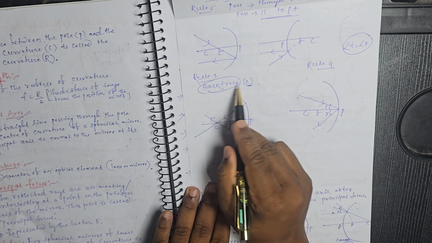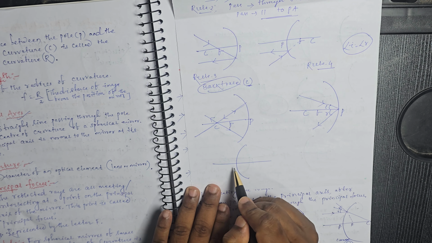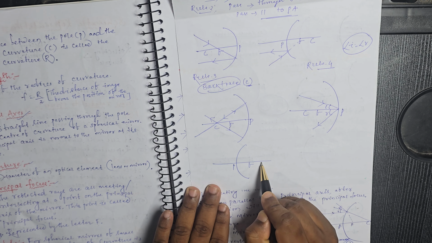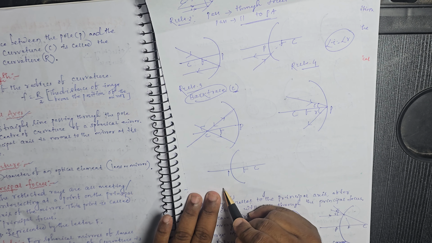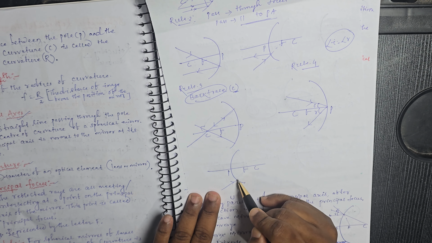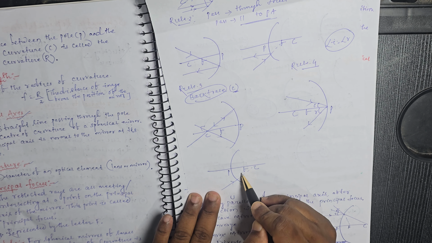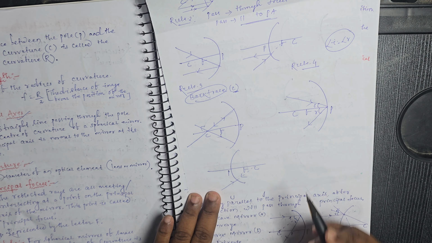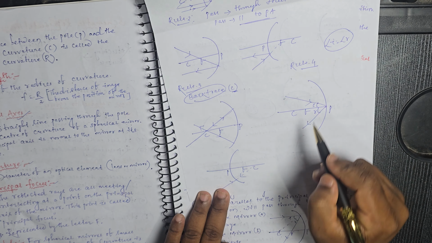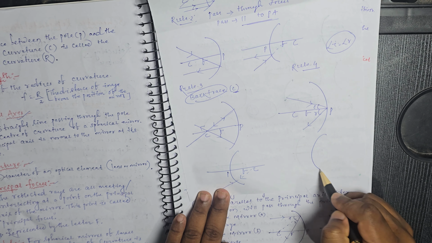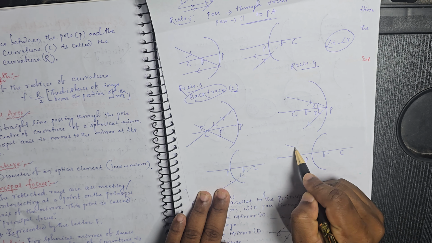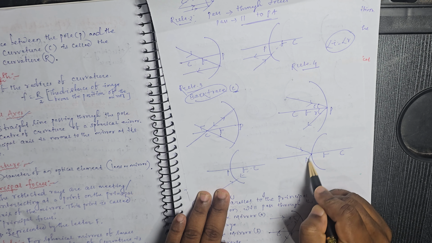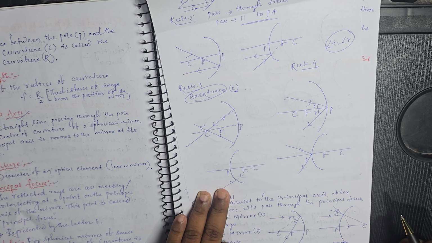So I am taking the backtrace for convex mirror right now. Pole, focus, center of curvature. I am taking from this way. It will return in the same way. Clear? Now here also rule number 4 for convex mirror. If you pass through pole, it will go through the pole also. I hope this is clear.